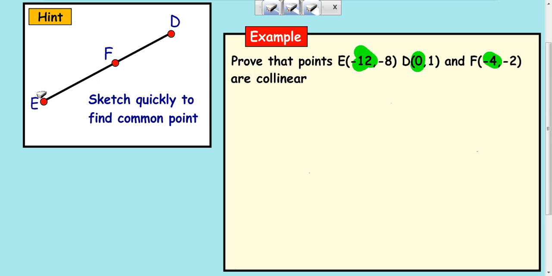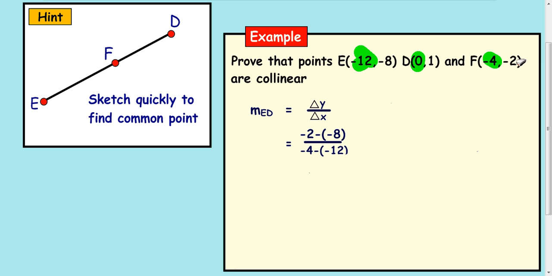So I would work out the gradient of ED, which is delta y over delta x. So -2 over here, subtract -8, and then over -4 subtract -12. That comes to -2 plus 8, which is 6, and -4 plus 12, which is 8, and that simplifies to 3/4. Then work out DF.